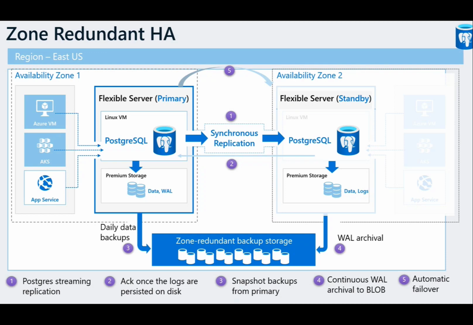Theoretically, as I said before, if you have a latency sensitive app, you can deploy your front end, be it App Service, AKS, Azure VM, whatever it may be, to the same availability zone and fail them over in concert together. You know what I mean? Keeping them in the same availability zone.